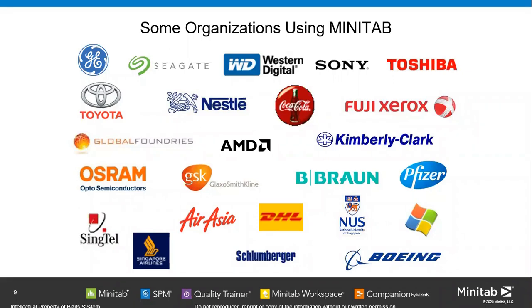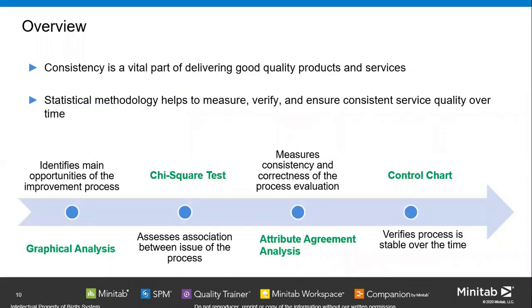Okay, so we go to our main webinar today. It's about quality initiatives in the service sector. So in measuring quality, the most important thing here is consistency. Consistency is a vital part of delivering good processes, products and services. And then to tackle this consistency, maybe we can use statistical models that help to measure, verify, and ensure consistent service quality over time.